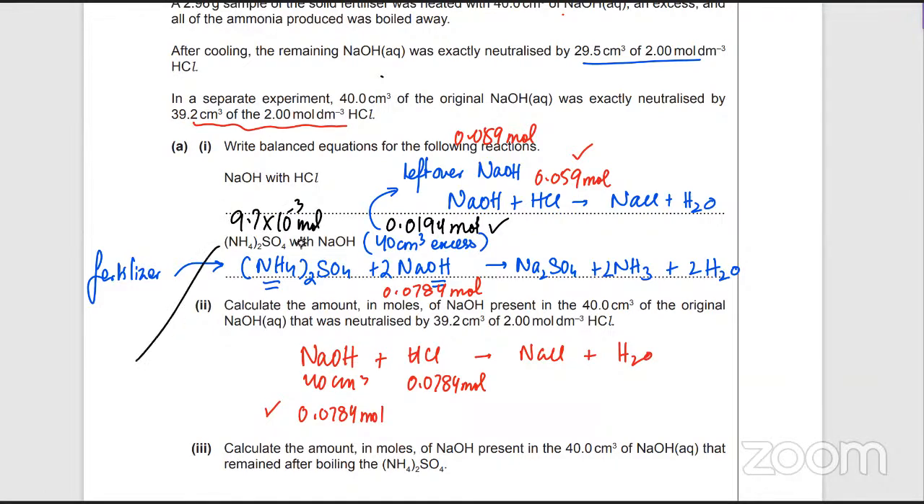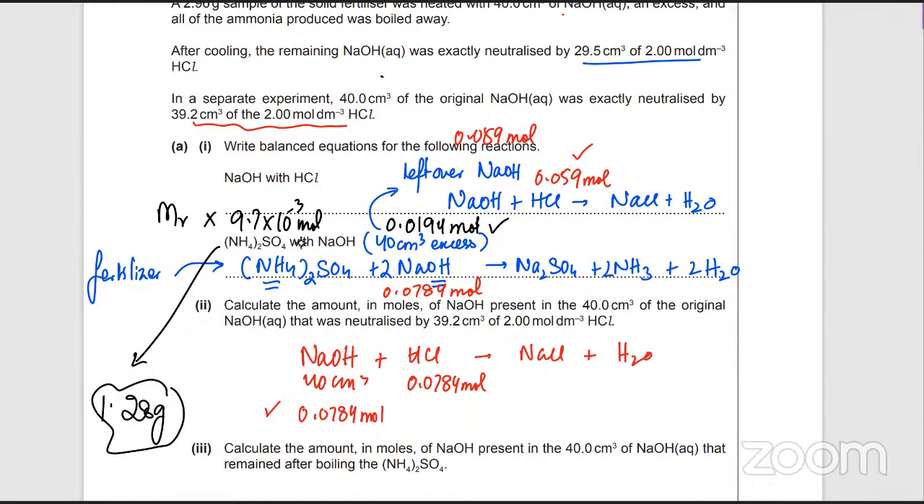Then he asks for the mass, so mass is this multiplied by Mr. So what is the Mr of this? SO4 is 96.1. On top of that it comes to 132. 18 plus 18, that's 36. 36 plus 96, that's 132. 132.1 to be precise. So it's 1.28 grams. It's 1.28 grams.